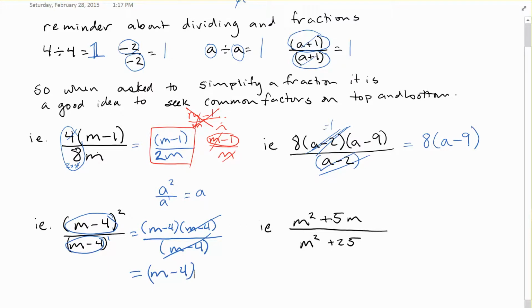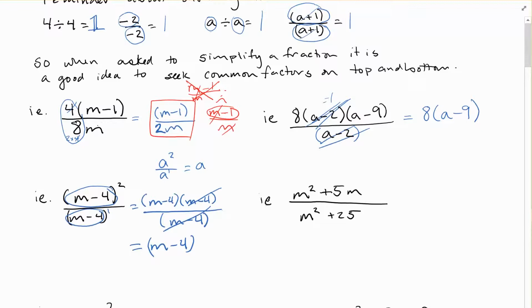One more example here. I've got m squared plus 5m over m squared plus 25. I'm noticing again I've got these plus terms, so I've got more than one thing on the top and bottom, which means I cannot just cancel the m squared and the m squared. That's going to be bad and incorrect. So we can't do that. We need to think about factoring.